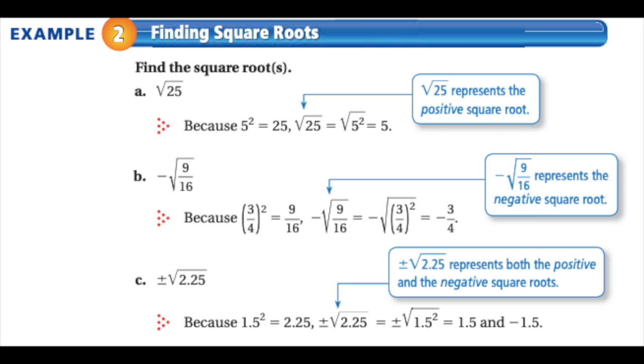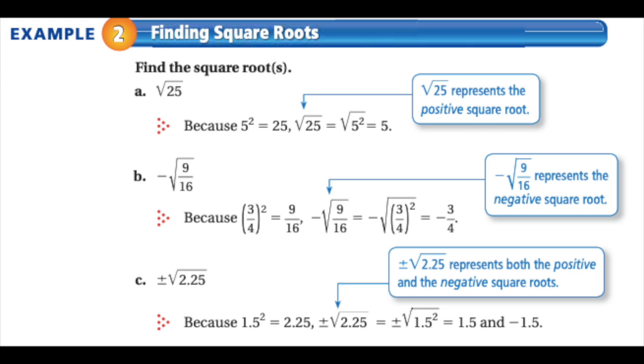So we continue looking at example 2 on page 290, and here we can see that we're asked to do 3 different things. So in A, notice that there's not a sign out in front of the square root sign, so we're just going to assume then that it's positive. So it's the square root of 25. And you know that 5 times 5 is 25, so the square root of 25 is just 5.